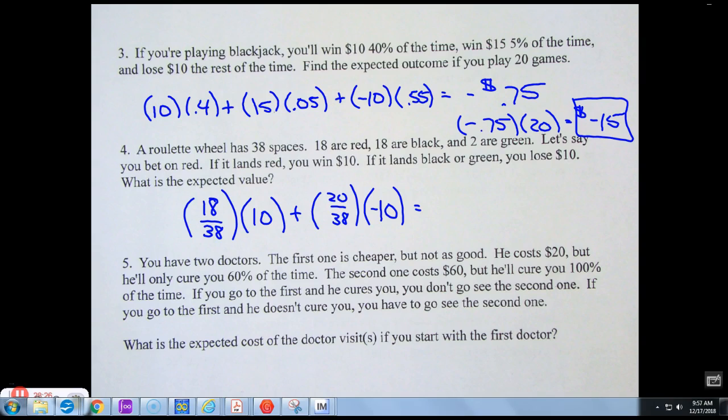And then people start losing and they double their bet to try to catch up. So you get negative 0.526. So it's negative 53 cents on average every time you play.